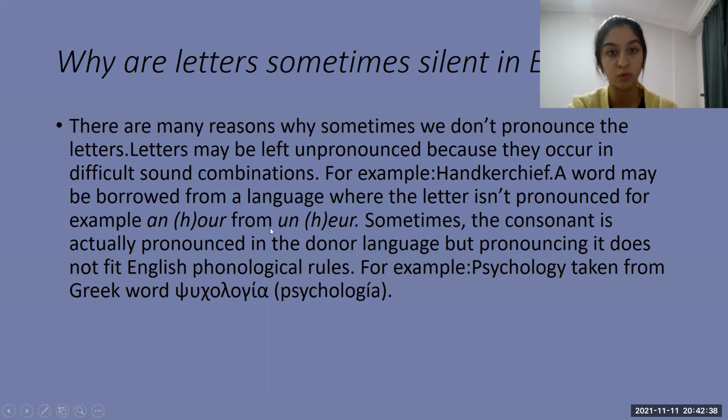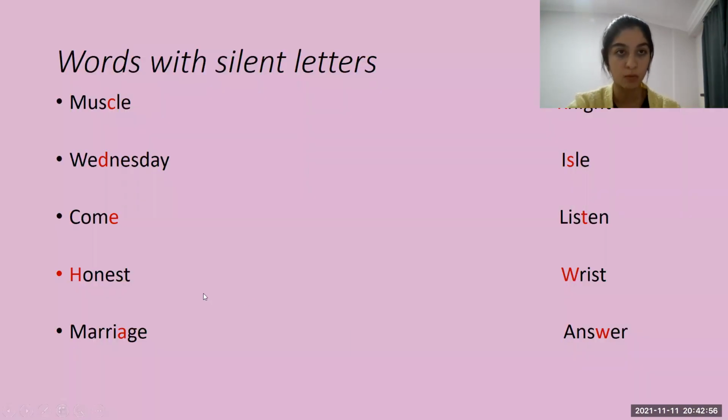A word may be borrowed from a language where the letter isn't pronounced. For example, an hour, from "une heure" in French. Sometimes the consonant is actually pronounced in the donor language, but pronouncing it does not fit English phonological rules. For example, psychology, taken from the Greek word psychologia. Words with silent letters: muscle, Wednesday, comb, honest, marriage, night, aisle, listen, rest, answer. As you can hear, we didn't pronounce the letters in red color.